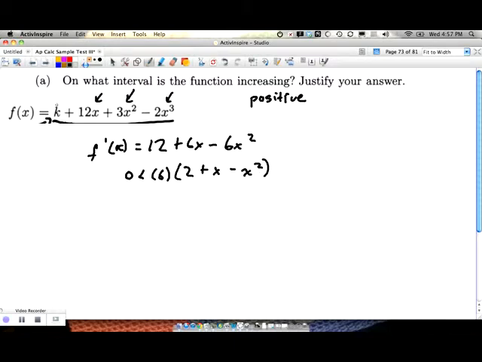But I can divide both sides by 6. Pardon me. I'm getting a little distracted here. Okay, divide both sides by 6, and I have 0 is less than 2 plus x minus x squared. I'm going to move everything over to the left side and make a 0 over on the right. Why would I do that? Because it's just a little bit easier to factor when you're dealing with a positive coefficient in front of the x squared term.